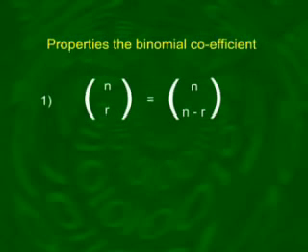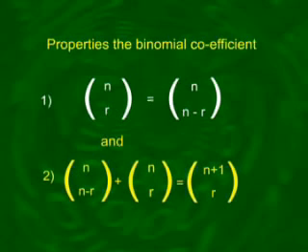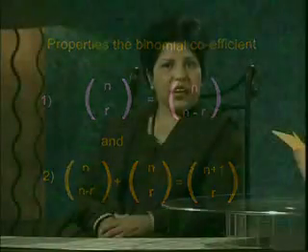The binomial coefficient has two important properties. One, nCr is equal to nC(n−r). And number two, nC(n−r) plus nCr is equal to (n+1)Cr. I would like to encourage you to practice with these formulas. आप n और r के लिए numerical values रखिए और देखिए कि ये formulas valid हैं कि नहीं.